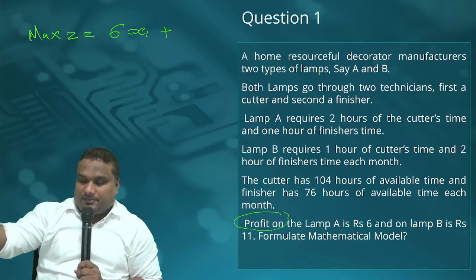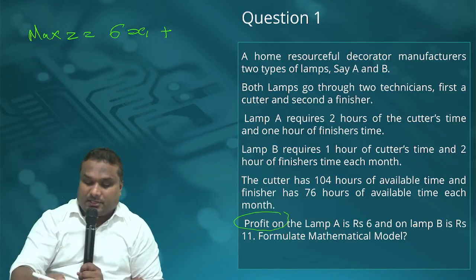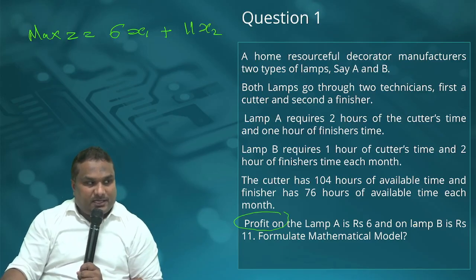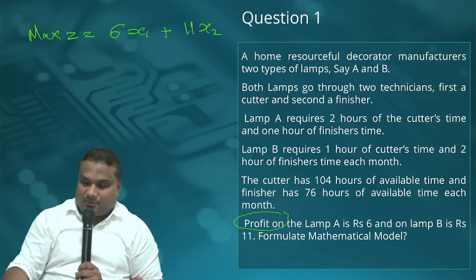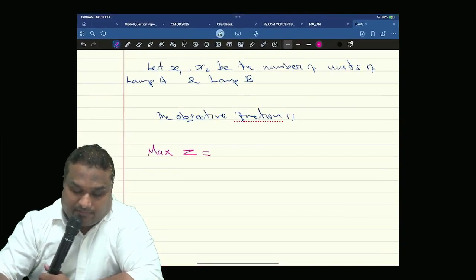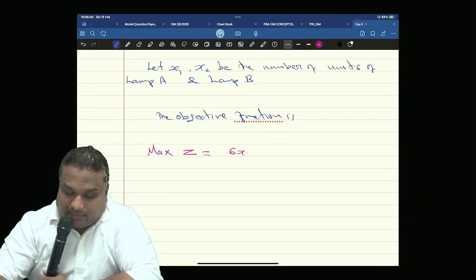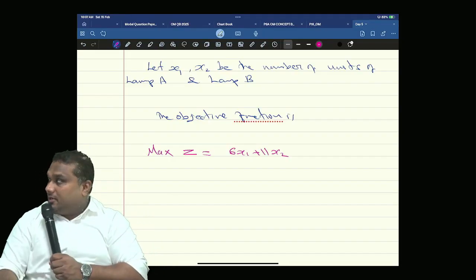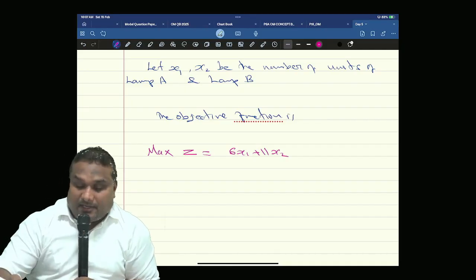Correct? Now tell me, what will be the second part of the objective? 11x2. Very good. 11x2, because the profit on the second item is 11 rupee. Everybody following? Yes or no? So the objective function is maximize z is equal to 6x1 plus 11x2. Maximize z is equal to what? 6x1 plus 11x2.